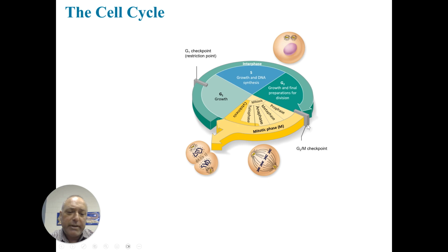You got some checkpoints. So the cell says, are we ready to divide? Okay, that's one checkpoint. The second checkpoint, did we divide? Are we growing properly? So if you fail the checkpoint, chances are the cell is going to commit suicide, okay, and just disintegrate.